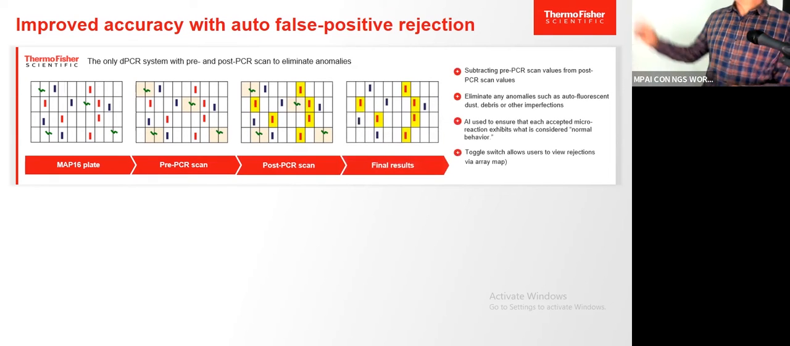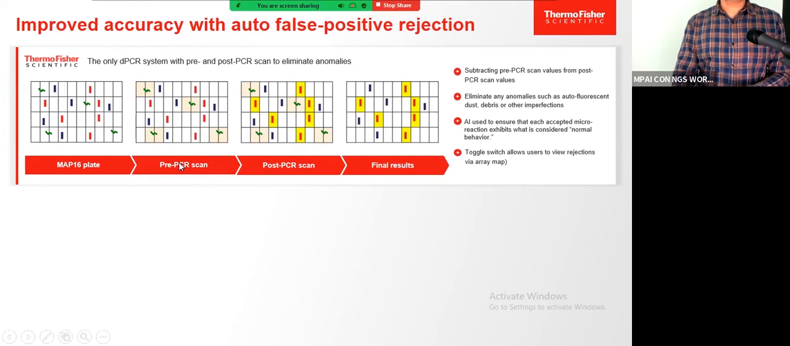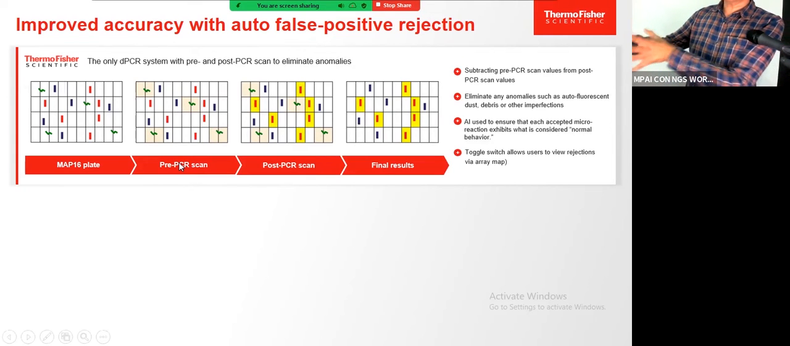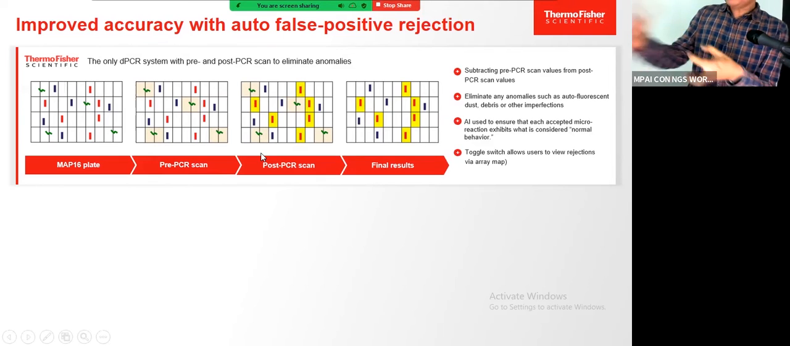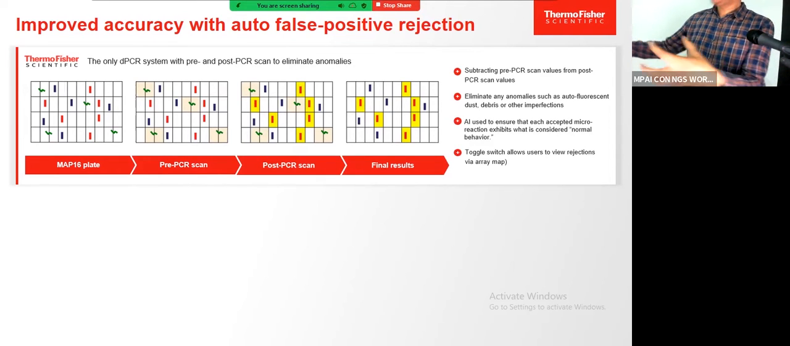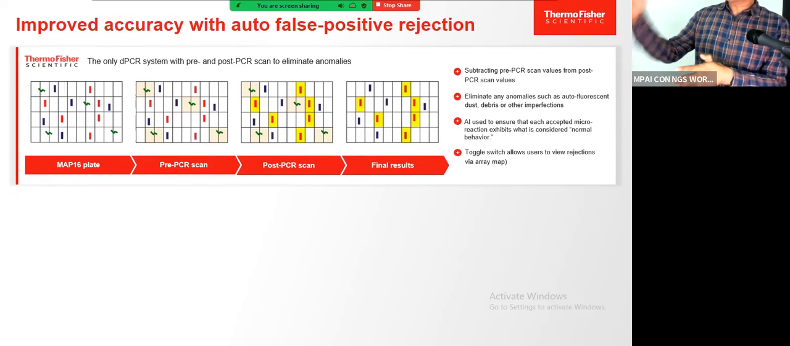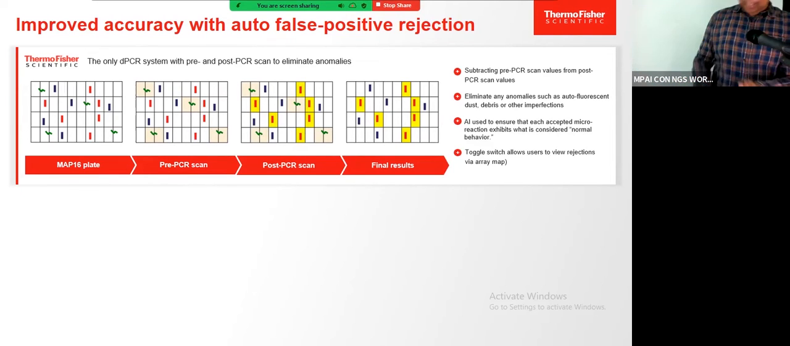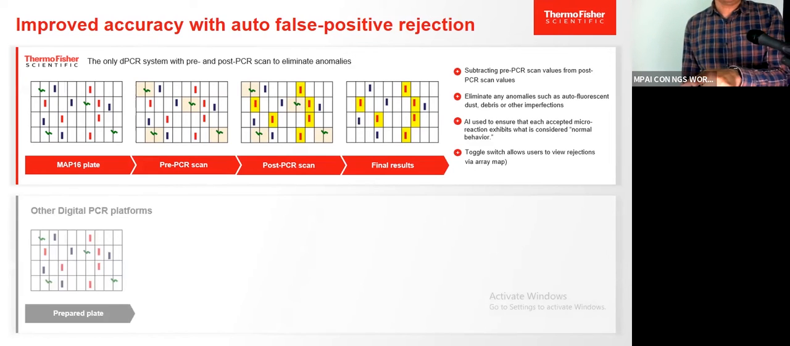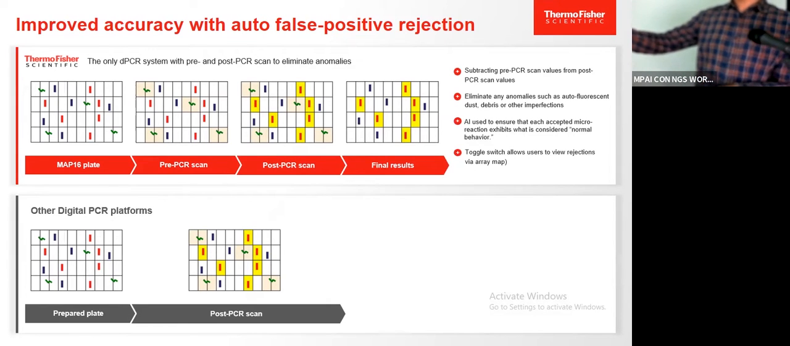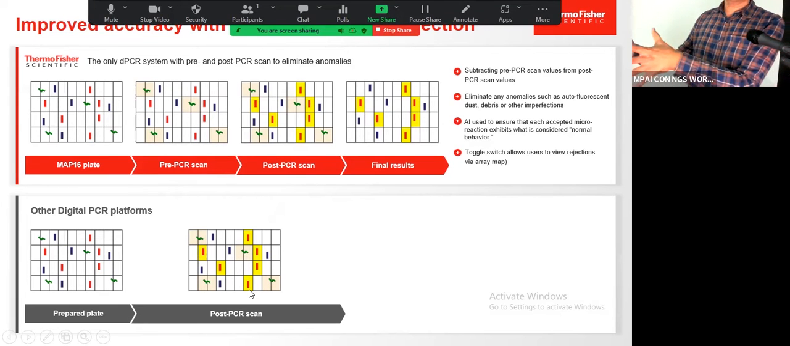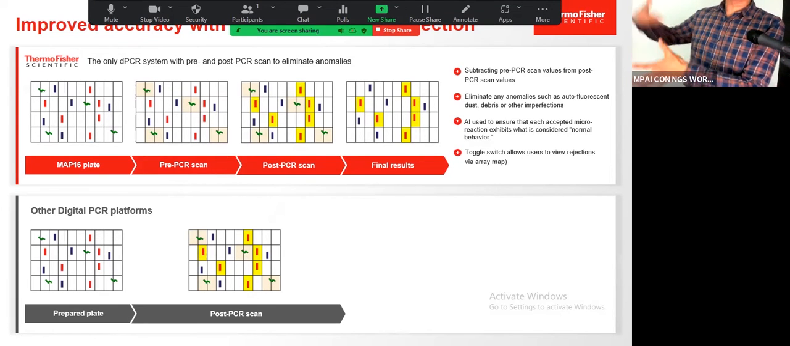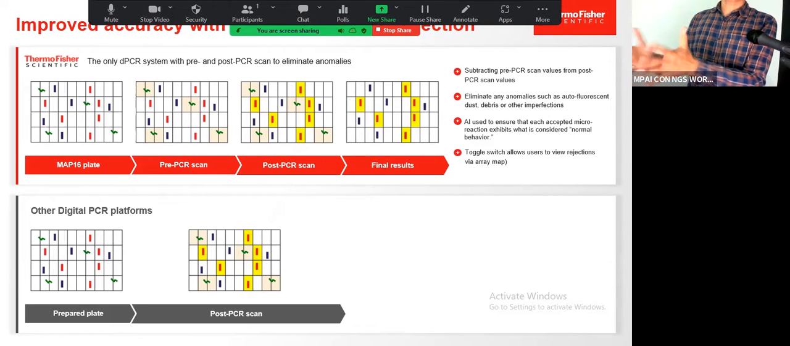we have a pre-PCR scan stage, this particular stage. Even before the PCR is done, we take an image. Then the PCR takes place in the next stage, and then we take a post-PCR image. We utilize algorithms and compare these images, and we can remove the signals which are coming from the artifacts. Whereas in all the competitive platforms, they only take a post-PCR image, and the probability of false positive calls is very high.